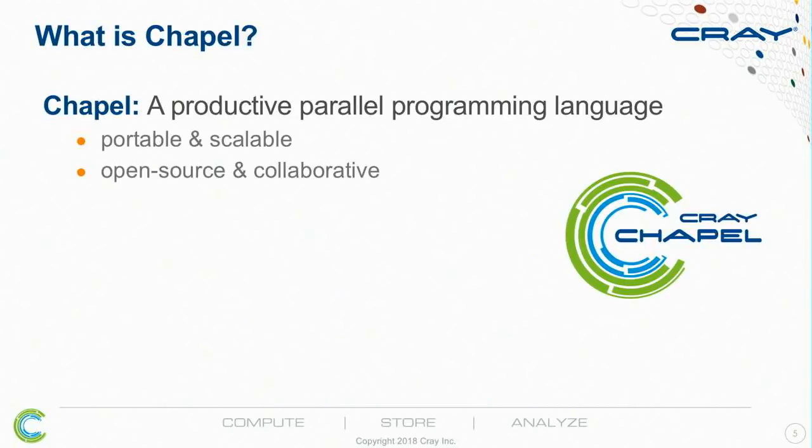If you're not familiar with Chapel, it's a productive parallel programming language that we're developing at Cray. It's portable and scalable, which means it can run on your laptop, your cluster, the cloud, on a Cray. And it's open source and collaborative, which means we're developing it at GitHub under the Apache license.